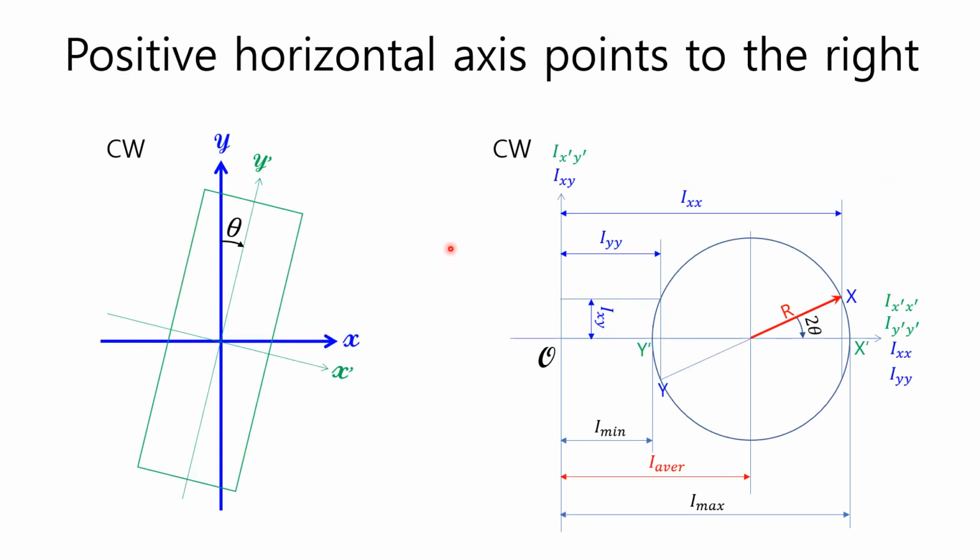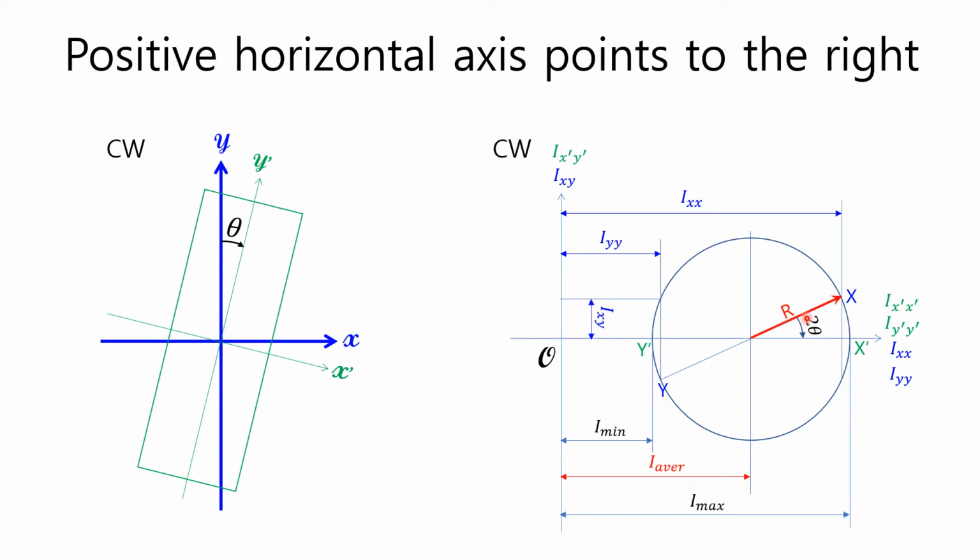How would it appear in the Mohr circle if the positive horizontal axis points to the right? In this case, the increasing direction of the second moment of area in the Mohr circle must also point to the right. In this way, the direction of rotation of the coordinate axis coincides with that of rotation on the Mohr circle.